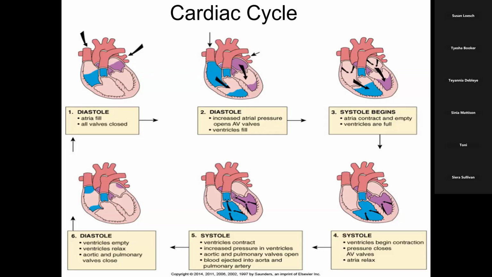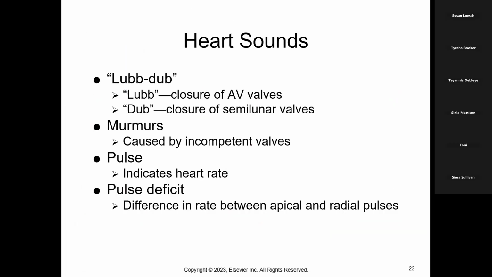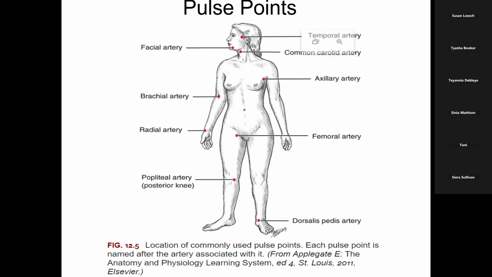The reason why we check the pulse bilaterally and we compare it against the apical pulse is because we need to know if there's any deficits. Is it weak? Is it irregular? That can indicate a problem. Apical is at the heart itself. And if there's a difference between the apical and the radial, that is called a pulse deficit. Pulse points are areas on the body where we can check the pulse. There's lots of them.